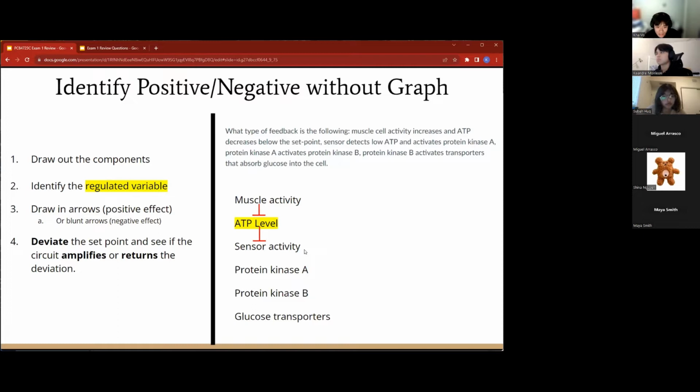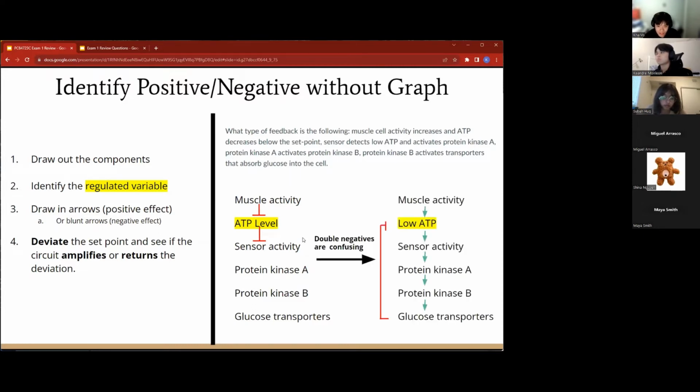And personally, I would rearrange this to say low ATP instead. That way we have muscle activity leading to low ATP, leading to sensor activity, leading to protein kinase A, B, and then whatever. So if you ever get a question like this on the exam, I would recommend you change the wording slightly. Instead of the double negatives, you can just do the arrows.